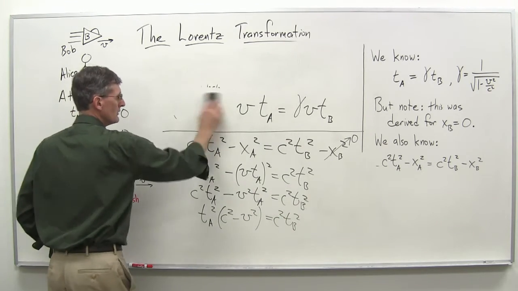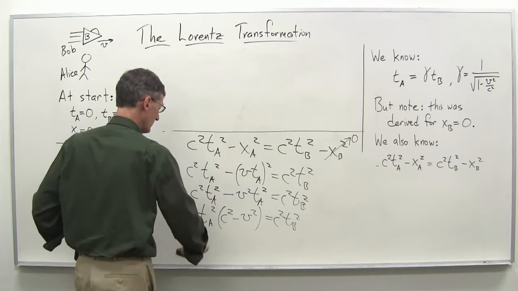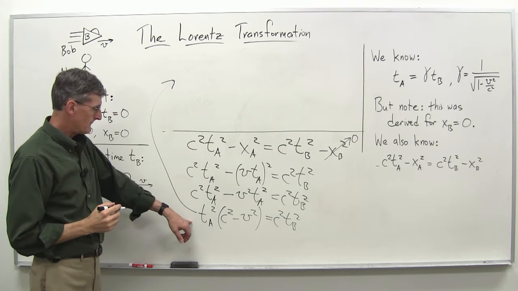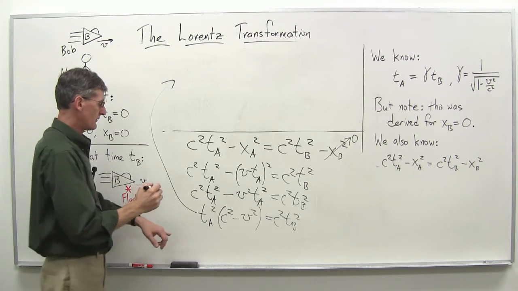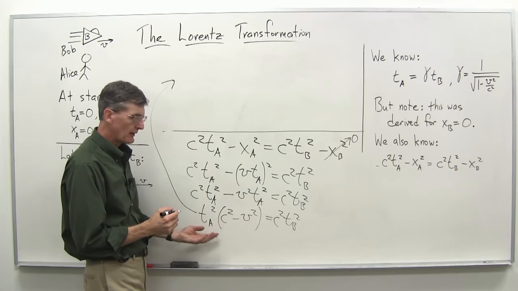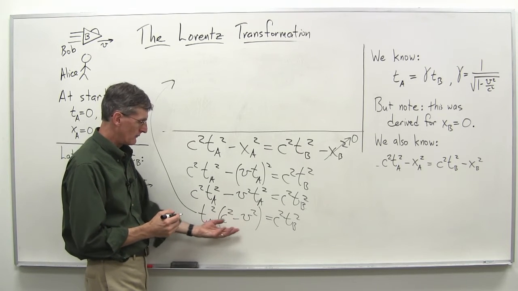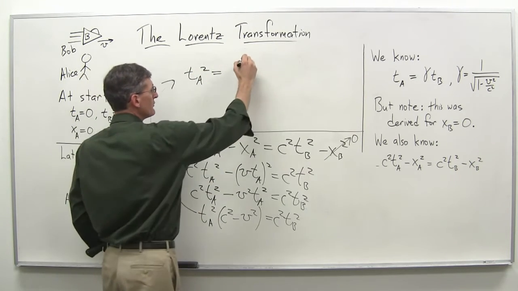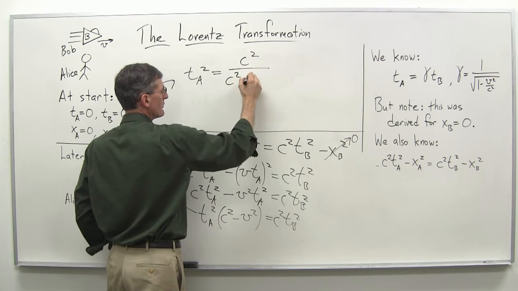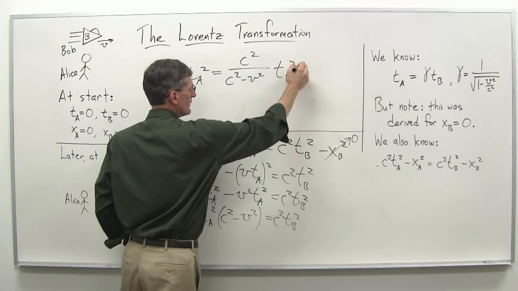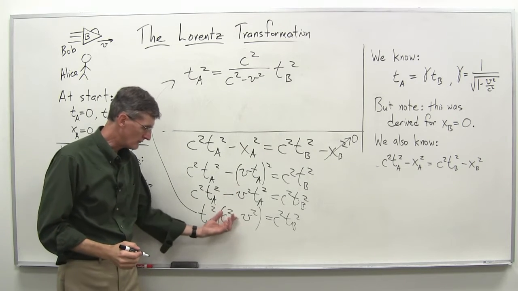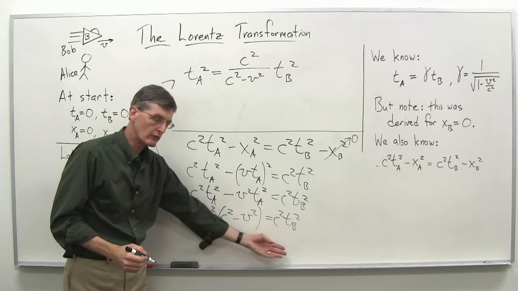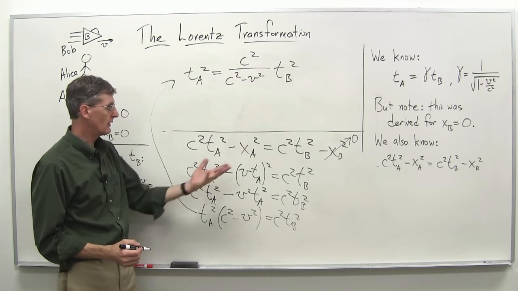And now we're going to bring it up here so we have some more room. Now let's divide each side by c squared minus v squared. So I can write this as t_a squared equals c squared over (c squared minus v squared) times t_b squared. You see what I did there? I just took this and put it over on the other side as the denominator, dividing each side by it. So I got 1 here and c squared over c squared minus v squared over here times t_b squared.